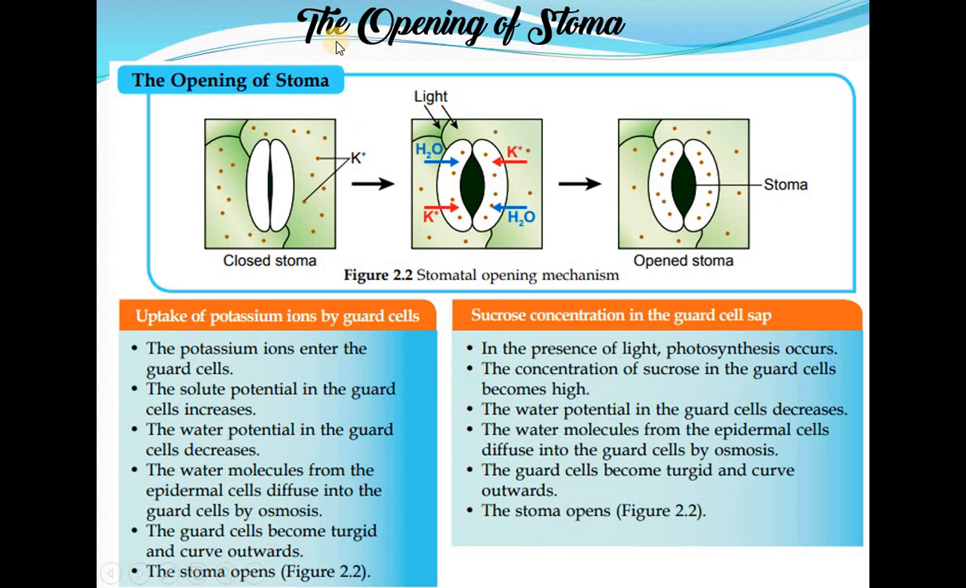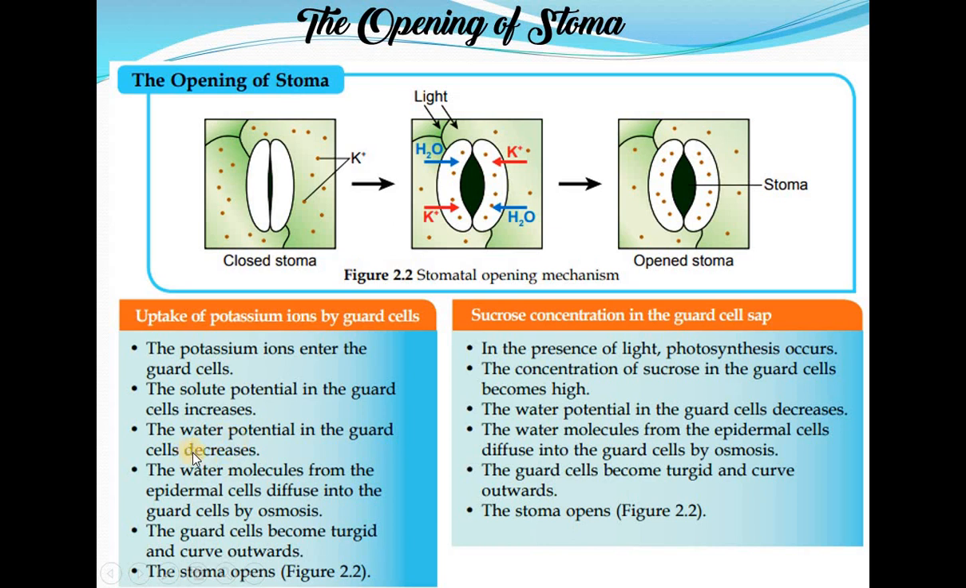We are going to discuss the opening of the stoma, or how does the stoma open. First, the uptake of potassium ion by guard cell, pengambilan potassium ion oleh sel pengawal. The potassium ion enters into the guard cell, and the solute potential in the guard cell increases, meaning the solute concentration in the guard cell is high. At the same time, the water potential in the guard cell decreases.